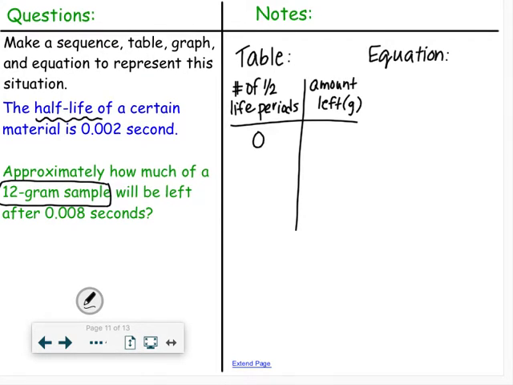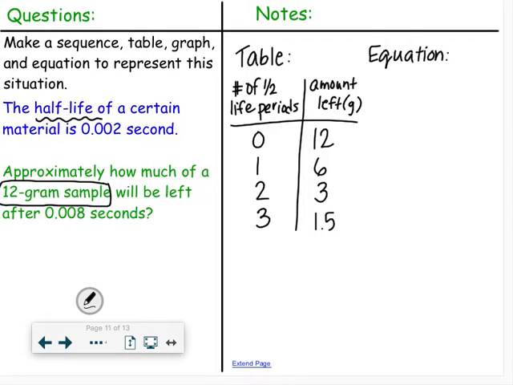Well, at time 0, like no half-life periods, the sample starts out with 12 grams. After one half-life period, that sample gets cut in half. Half of 12 is 6. You can divide 12 by 2 if you want to, or multiply it by 1/2. If I continue this pattern, another half-life period, then 6 divided by 2 is 3, or half of 6 is 3, and then a third half-life period would leave me with 1.5.